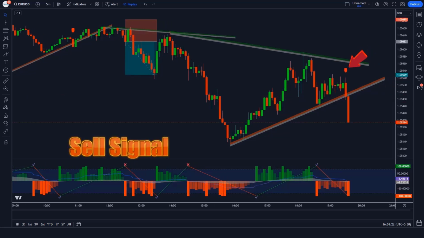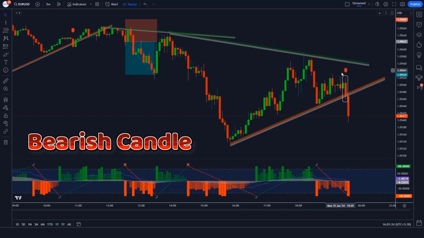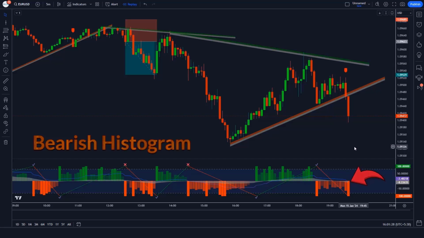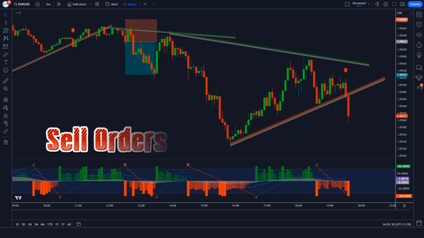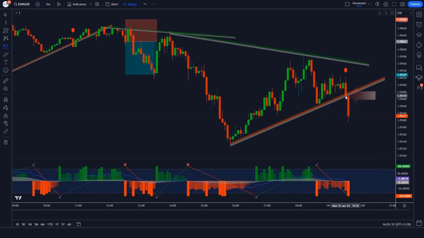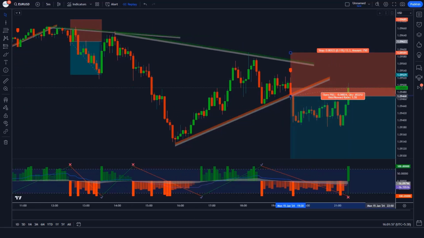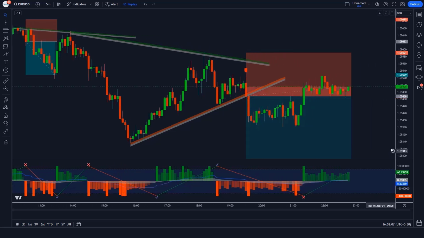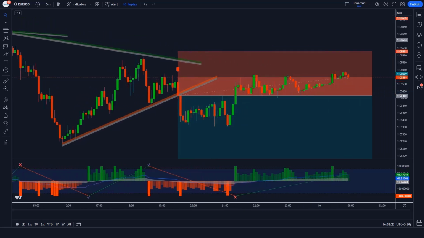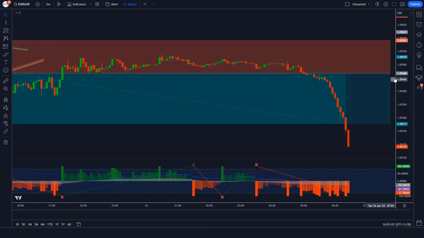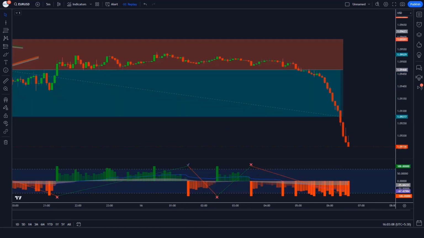The Trendline Breakouts indicator gives us sell signals. The market has made a bearish candle to give confirmation. And the histogram of the Super Trend Oscillator indicator is a bearish histogram. All these conditions are met, so we will place a sell order. Our stop loss will be placed at the current market's higher high level. And the risk to reward ratio will be 1 to 1.5. The market has completely hit the target. Now we will find other trades.